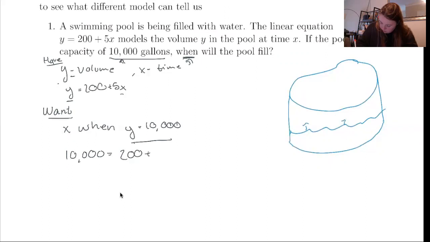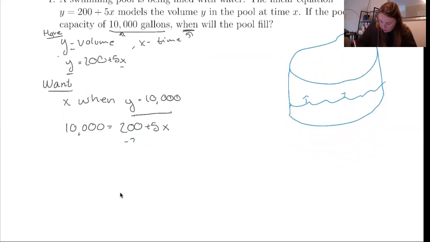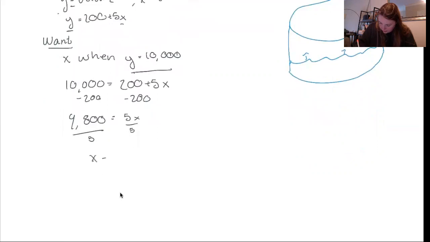10,000 equals 200 plus 5x. And we're going to solve for x. And I think we're pretty good at solving for x by now. So minus 200 gives me 9,800 equals 5x. And then we're going to divide. So x is going to equal 9,800 divided by 5. So that's exactly what I'm putting into my calculator. 9,800 divided by 5 is going to give me 1,960.